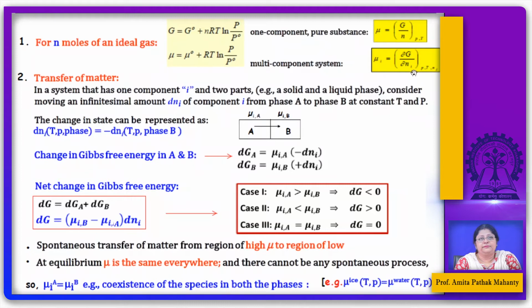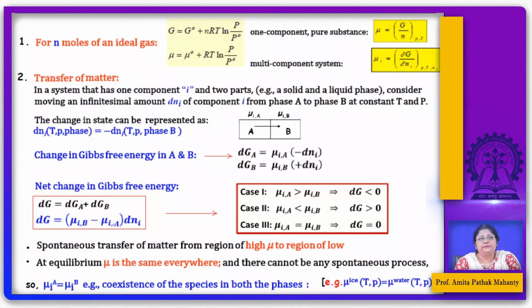Now let us talk about the conditions for transfer of matter from one region to the other. Suppose I have a system of only one component, in 2 phases, that means 2 parts. Consider a small amount of this species i moving from phase A to phase B at a given temperature and pressure. If a small amount of this one component species is getting transferred from phase A to phase B, then what will be the change in the Gibbs free energy of A, and what will be the change in Gibbs free energy of B?